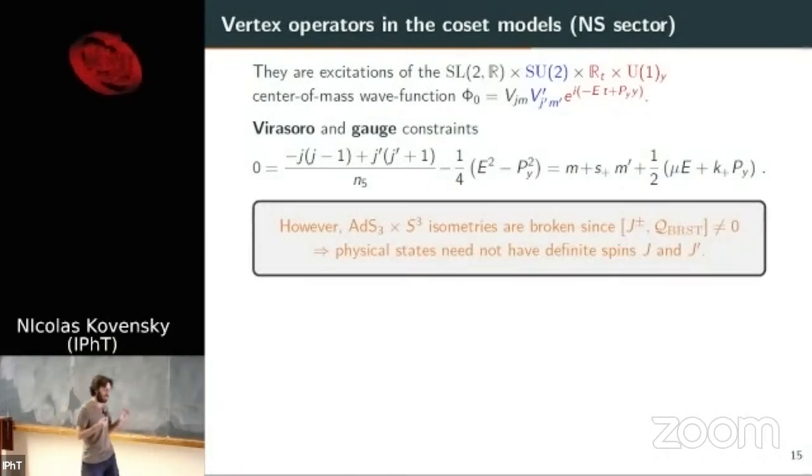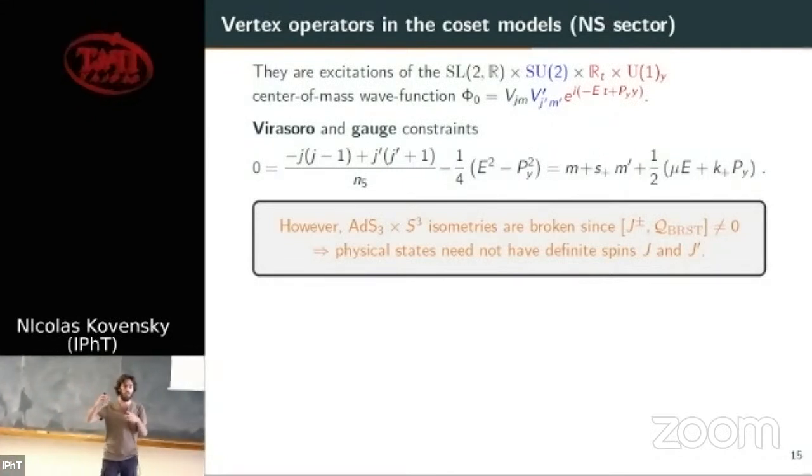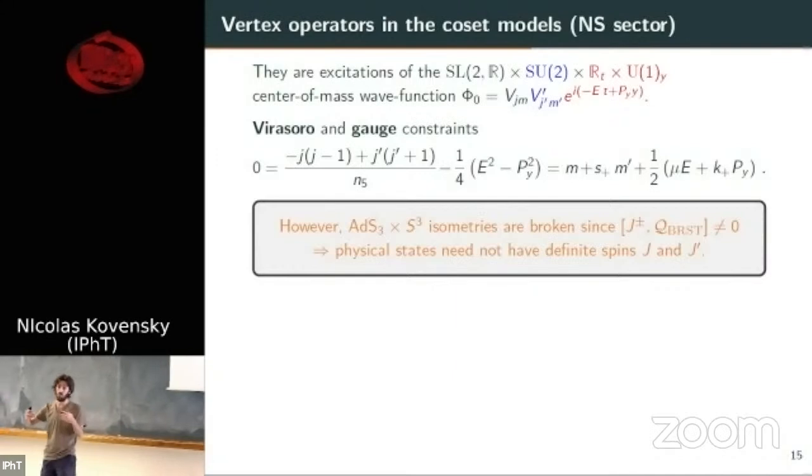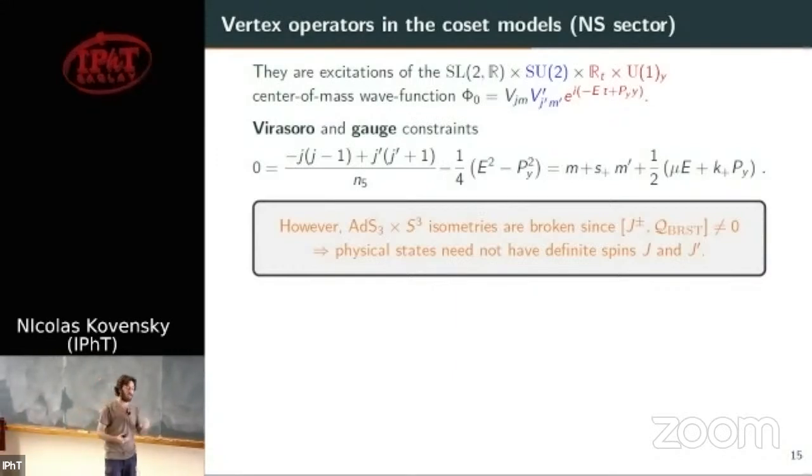However, one thing that you have to take into account when you construct these states is that, as I was answering to Rodolfo, the conformal symmetries, the symmetries of ADS3 and the symmetries of SU2, are broken by the gauging because some of their operators do not commute with the BRST charge. They do not commute with the gauge invariance condition. Okay, and so that's one way to say that the symmetries are broken.